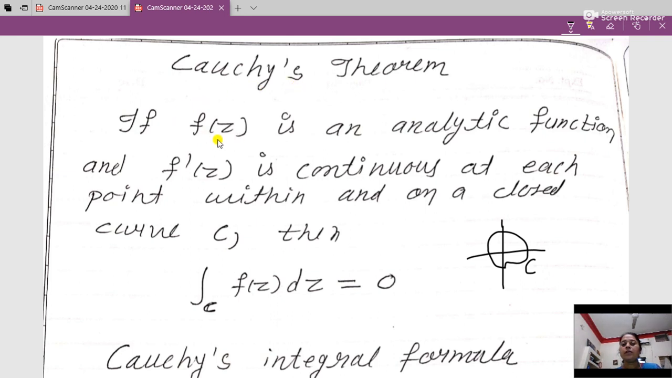If f(z) is an analytic function and f'(z) is continuous at each point within and on a closed curve C, as you can see in the diagram, C is a closed curve, and if f(z) is analytic within and on this closed curve C and its first derivative is continuous, then the integration of f(z) dz along the curve is equal to 0. So this is Cauchy's theorem.